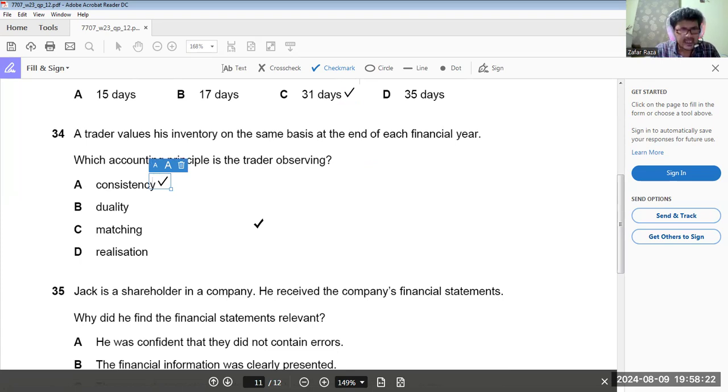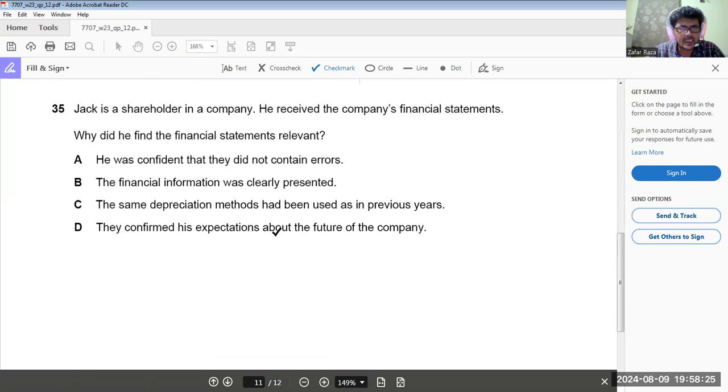Okay. Now, Jack. Jack is a shareholder in a company. He received the company's financial statements. Why did he find the financial statements relevant? He was confident they did not contain errors. No. The financial information was clearly presented. No. The same depreciation has nothing to do with it. So it means the last option. They confirm his expectations about the future of the company. Because a shareholder is only interested in the future prospects of a company.